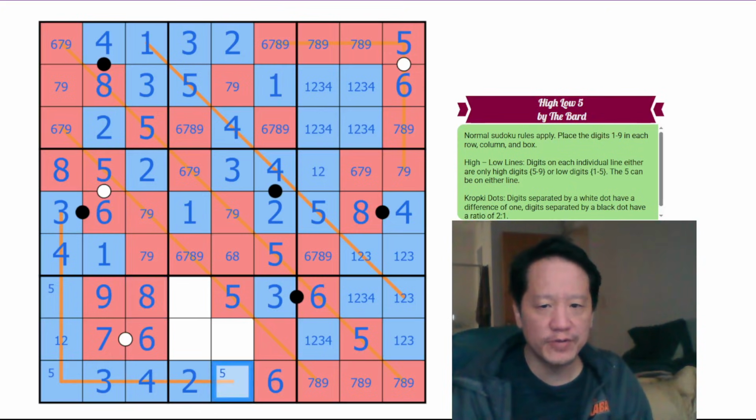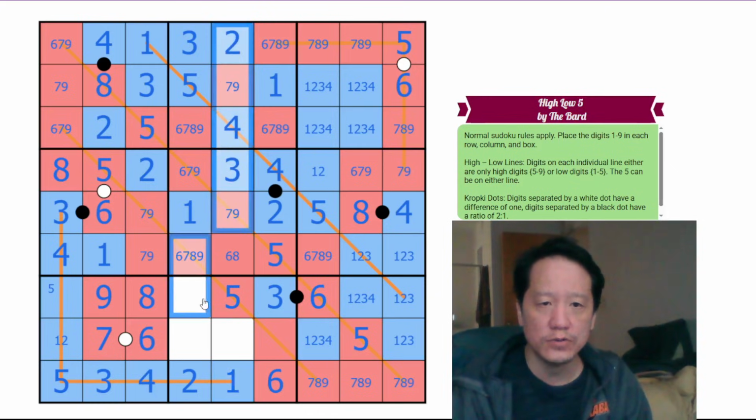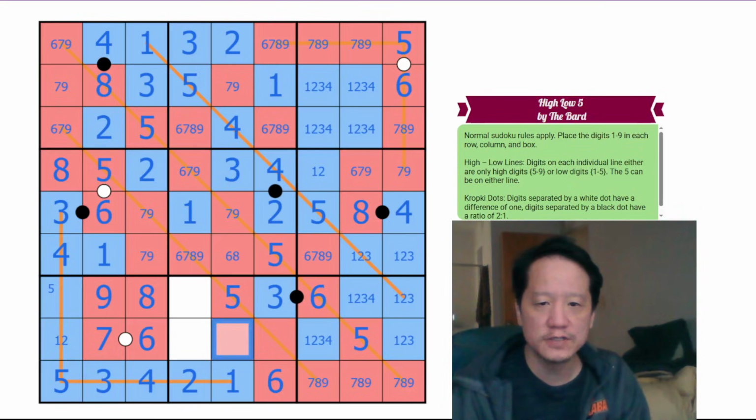So this cannot be 5. Where is 5 in row 9? It has to be here. So this is 5. This is 1. That's 4 lows in column 5. So this must be a high digit and is 6 or 8. Cannot be 6 because of 6 in the row. So this is 8, which makes this 6.